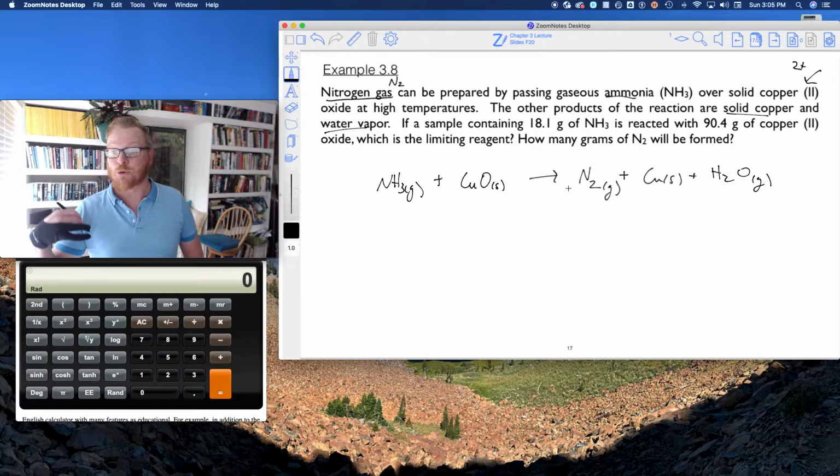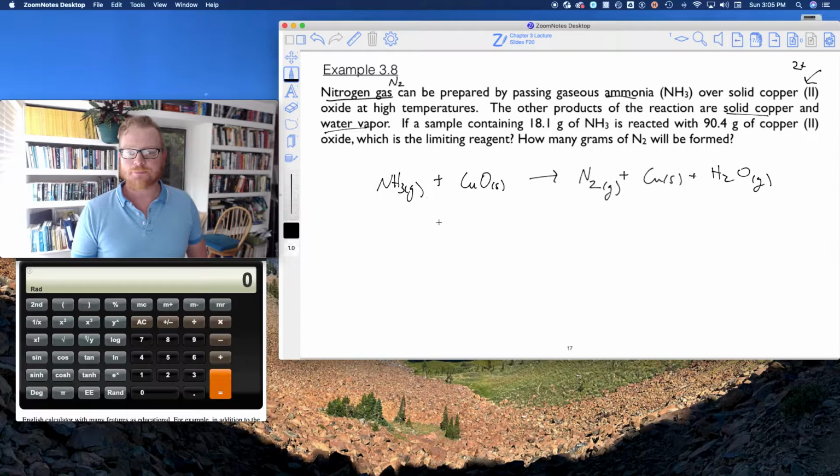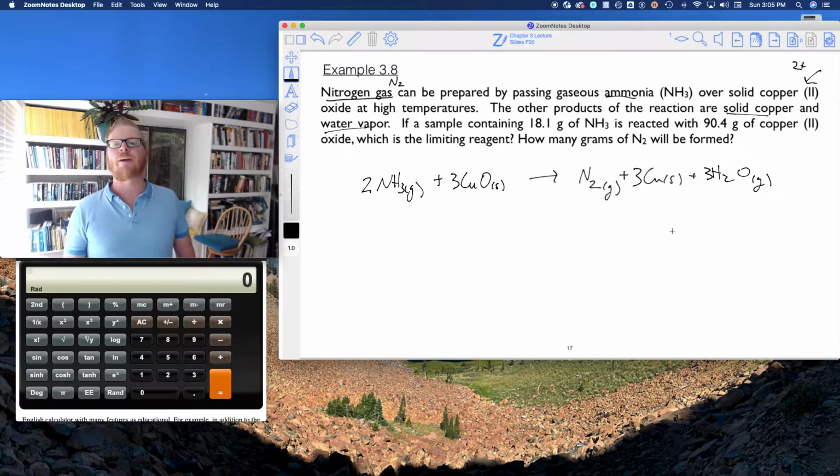And now, of course, I have to balance this equation because I can see that I've got 2 nitrogens here, but only 1 nitrogen there. So I'm going to put a 2 in front of there to start. When I do that, that gives me 2 times 3, that gives me 6 hydrogens. And here I only have 2, so I'm going to put a 3 over here. Now my hydrogens are balanced, so that's good. But now I've added 3 more oxygens, but I only have 1 oxygen on this side, so now I'm going to add a 3 to this side. And then finally, I've now added 3 coppers, so now I need 3 coppers over here. And this is finally balanced.